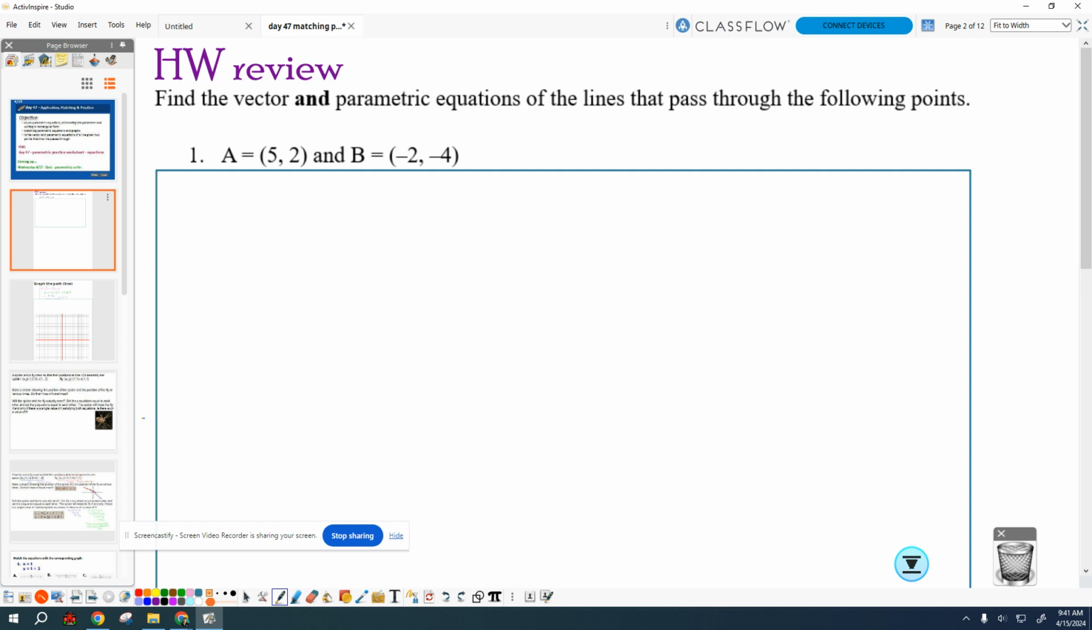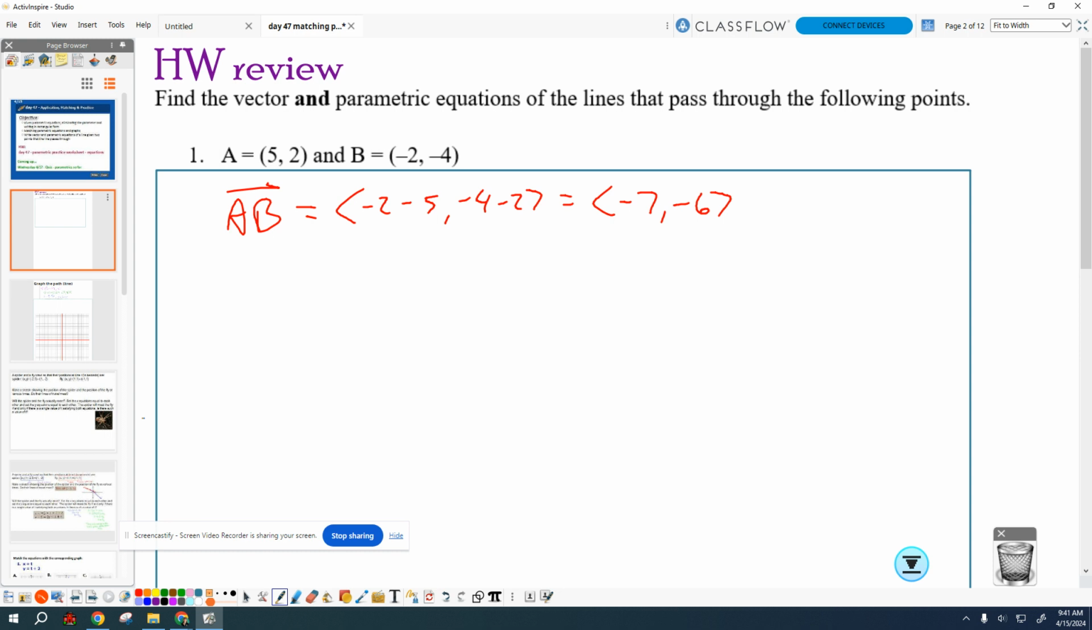I do AB. 5 minus negative 2. No, negative 2 minus 5. So AB, end minus start: negative 2 minus 5, and negative 4 minus 2. So the vector, how you are moving, is negative 7, negative 6. So that's the vector.